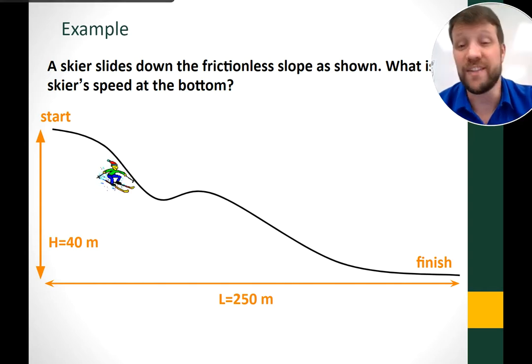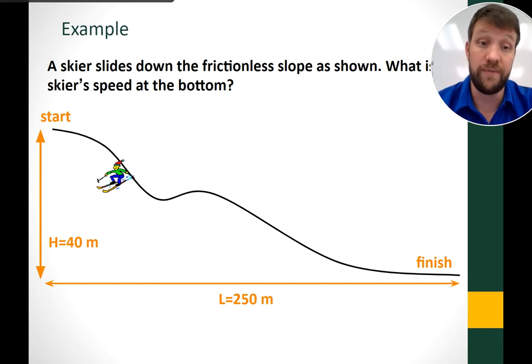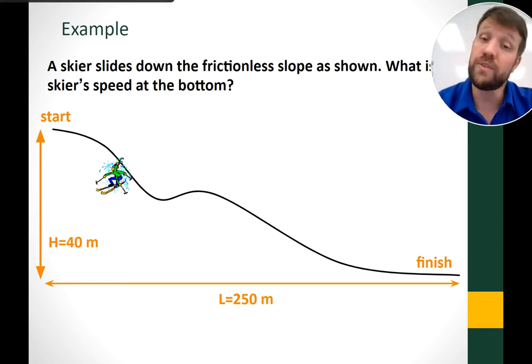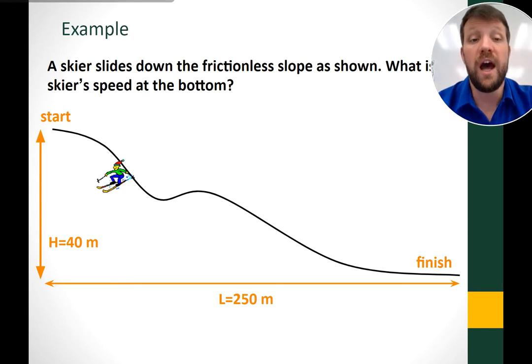So we've got a skier, in this case, sliding down a frictionless slope. And I mean, honestly, this is one of the few applications that we could actually think that it might be pretty frictionless, right? You're going down on skis, on snow. It's about as close to frictionless as we could possibly get. What is the skier's speed at the bottom?